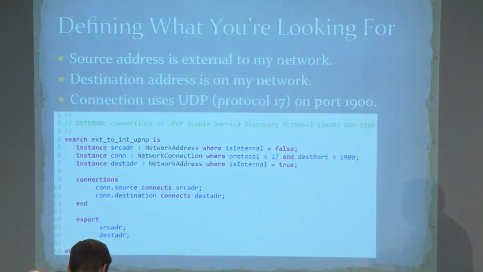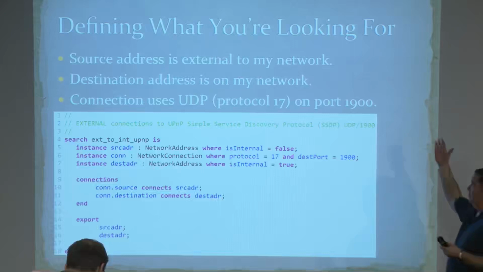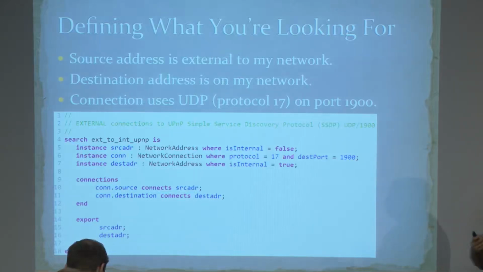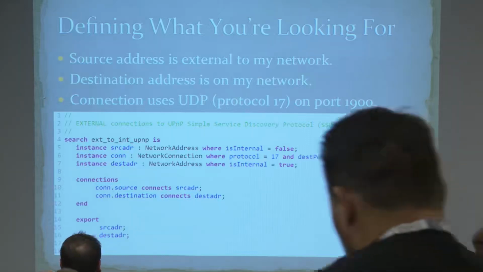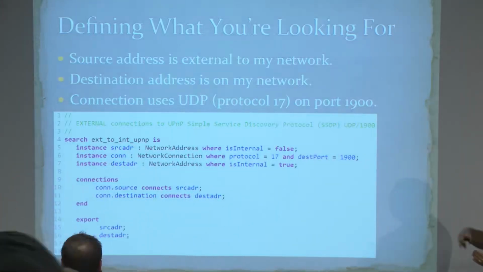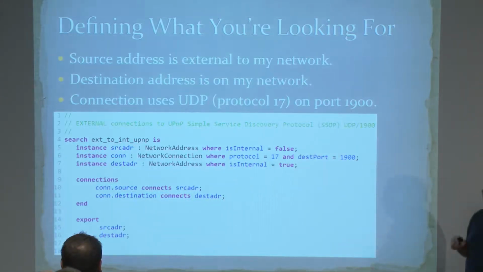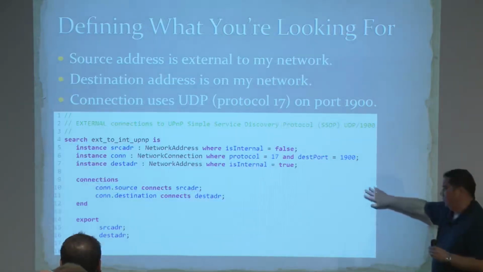And so to do this, what I did is I created a simple query. I said, okay, my source address is going to be something outside my network. So I'm looking for people scanning me for this. My destination is going to be an IP address inside my network. And I want to find anything in that range where the connection uses UDP, which is protocol 17, on port 1900, SSDP. Sounds extremely simple, right?